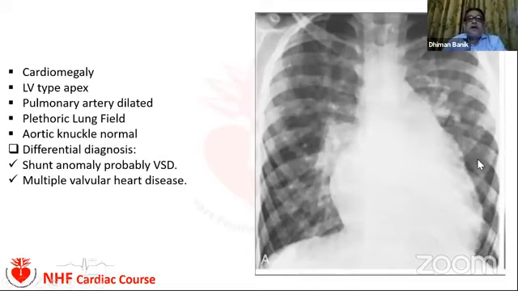This is another chest X-ray where there is cardiomegaly with LV type apex, and the pulmonary artery is dilated with plethoric lung field. The aortic knuckle is small, and with these chest findings, the differential is a VSD. It might be a shunt anomaly, probably VSD, because in VSD the aortic knuckle will be small and the pulmonary vessels will be dilated. And an important differential is again multiple valvular heart disease.